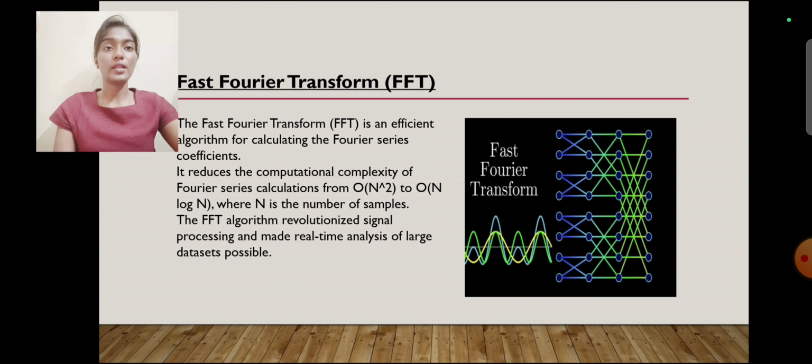Fast Fourier transform. The fast Fourier transform, FFT, is an efficient algorithm for calculating the Fourier series coefficients. It reduces the computational complexity of Fourier series calculations from O of n squared to O of n log n, where n is the number of samples. The FFT algorithm revolutionized signal processing and made real-time analysis of large data sets possible.